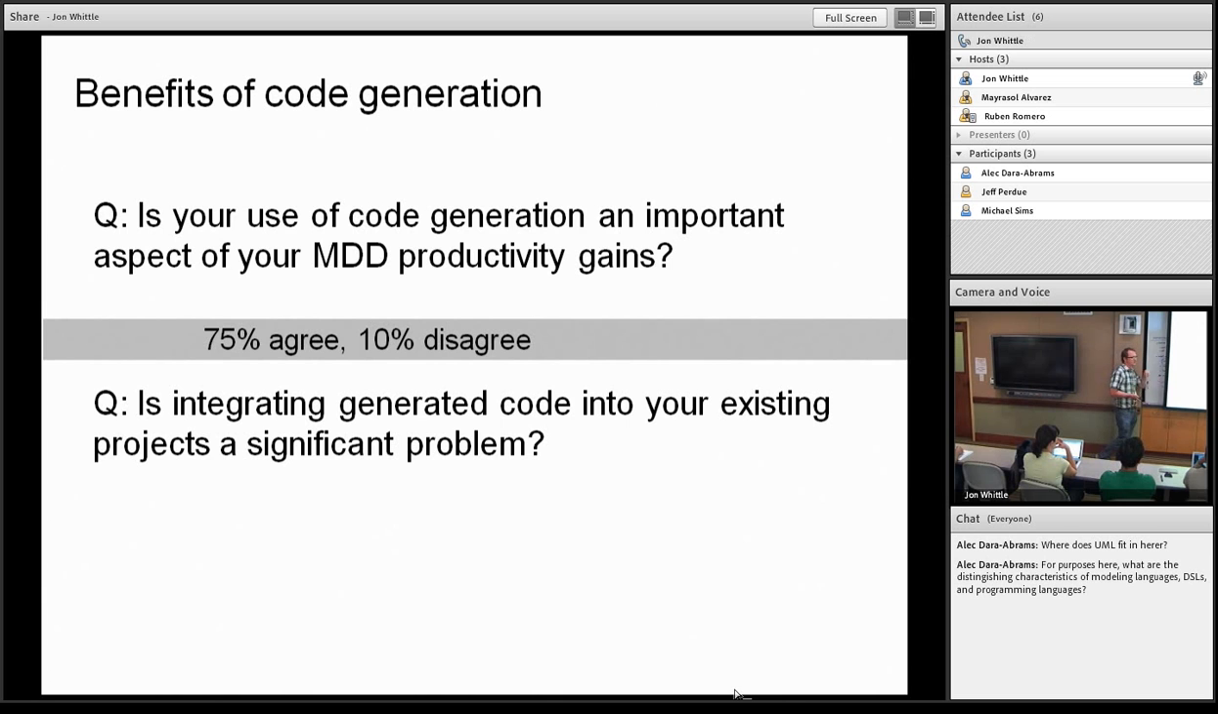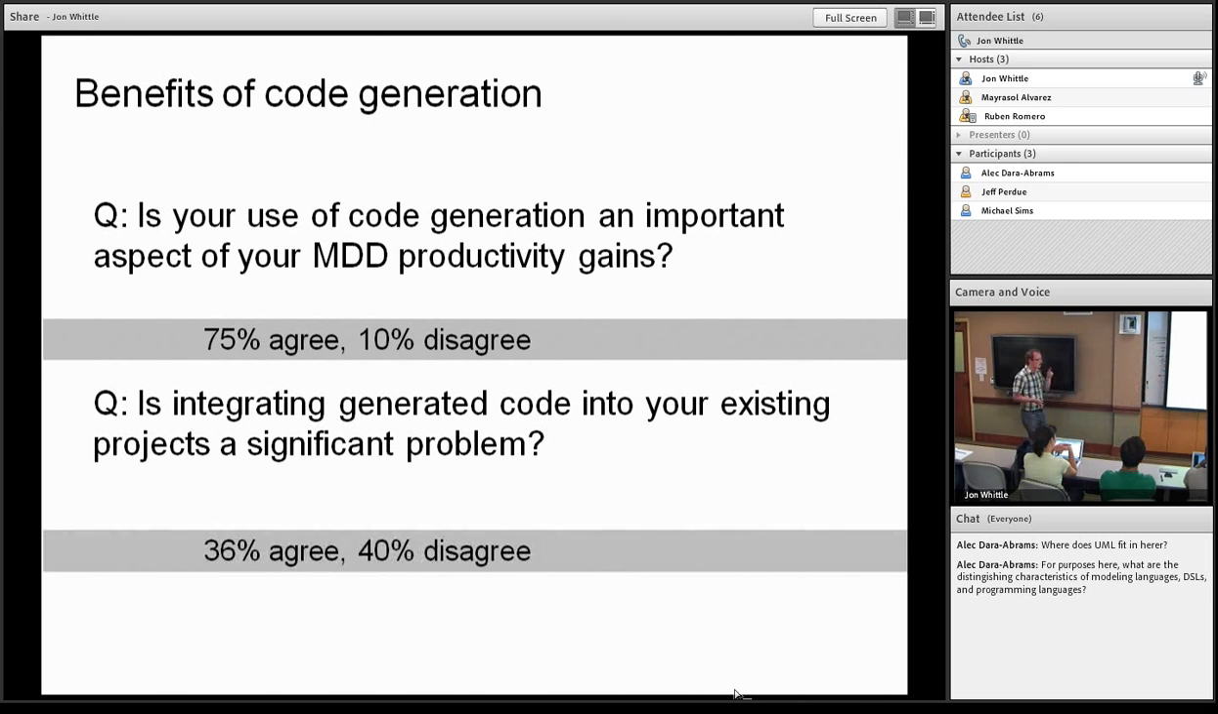75% of people told us that they agree or strongly agree with that first statement. So a significant majority of people in our sample who were doing MDD said that it did lead to productivity gains. But did these people also have issues integrating the code? Well, the answer is that no, not really. Only 35% of people said that that was an issue. So this thing about, oh, it's going to be so hard to integrate your code is a bit of a myth, it seems. On balance, you'll get productivity increases from code generation.